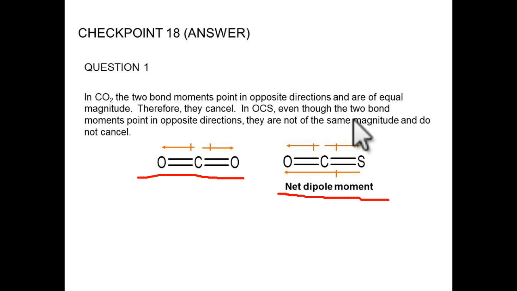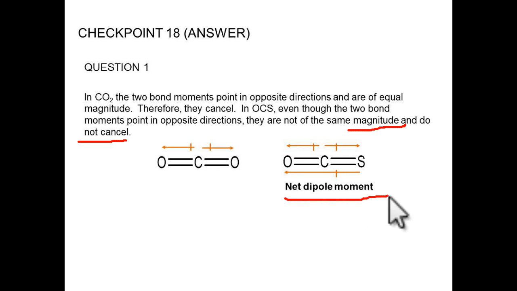The two bond moments point in opposite directions, but they are not of the same magnitude. Of course they cancel out each other, but oxygen is more electronegative than sulfur, so the attraction forces are not of the same magnitude. You remember guys, in order to really understand this, try to think of it in terms of the physics concept of vectors. Since they have different magnitudes, they cannot cancel out each other, therefore this is a polar molecule. So I think that's all for this section.